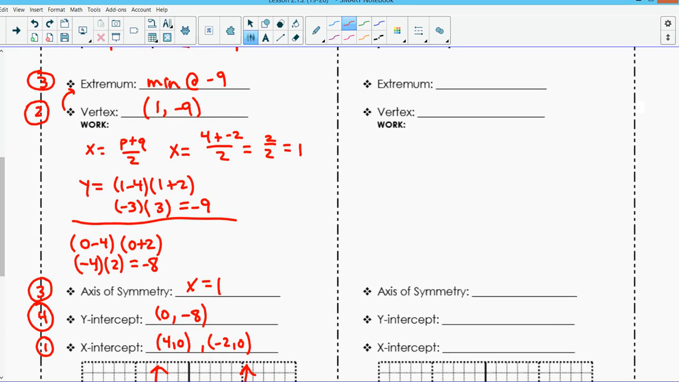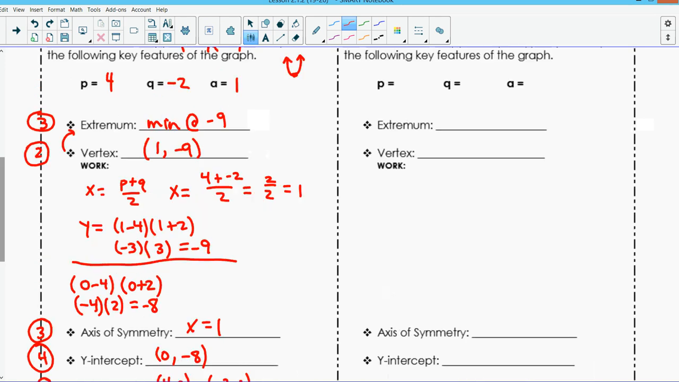If you need to pause or go back and re-listen to anything, make sure you do. I'm just going to double check my key features and make sure that I actually have everything filled out. We started with the x-intercept, we used it to find the vertex, we used the vertex to find extremum and axis of symmetry, and then I found my y-intercept, which you can do at any point by substituting in 0. Alright, let's try again.